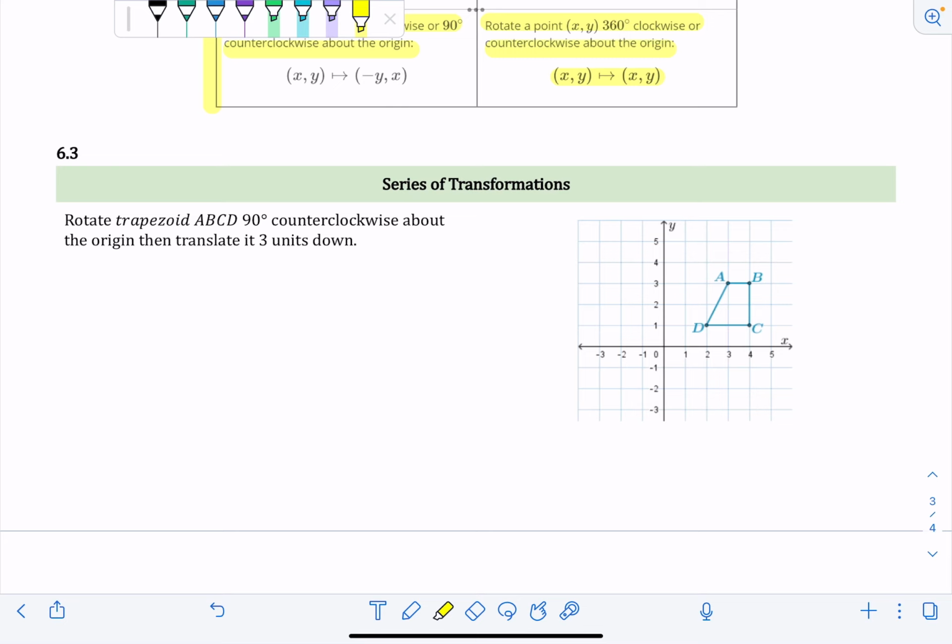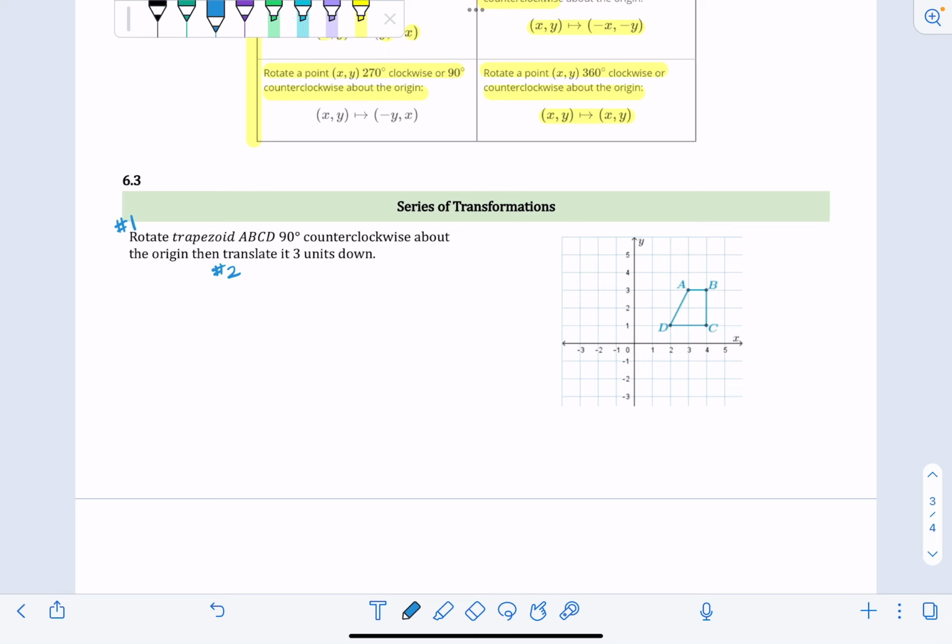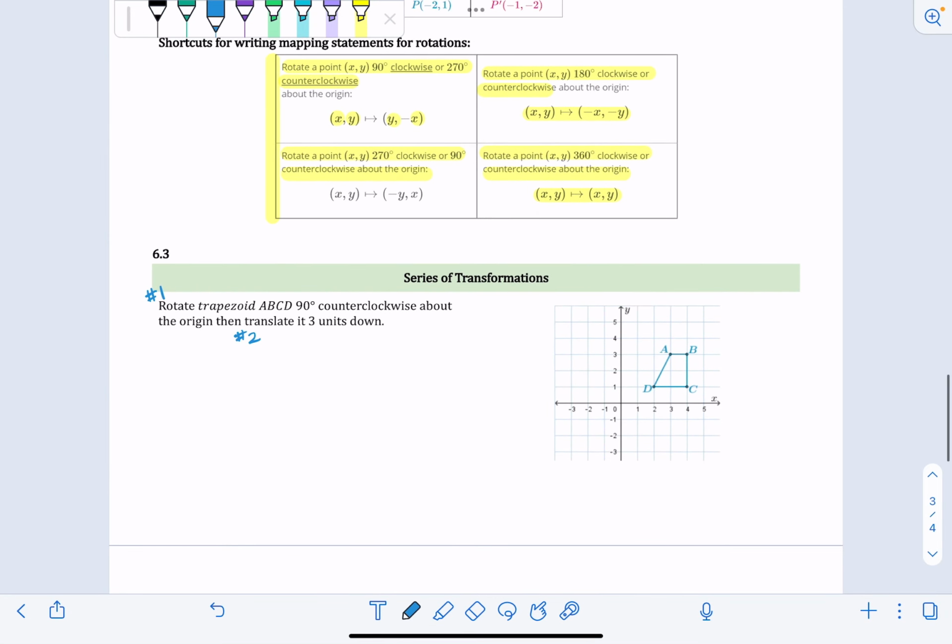You have to pay attention to what order is given to you in the problem, and you need to do it that same way. More times than not, it will give you an incorrect answer if you do it out of order. So the first thing we're going to do is rotate, because that's the first thing it tells us to do. And then it says translate it 3 units down, so that's the second thing that we're going to do. Fortunately, we have all of our shortcuts here on the same page.